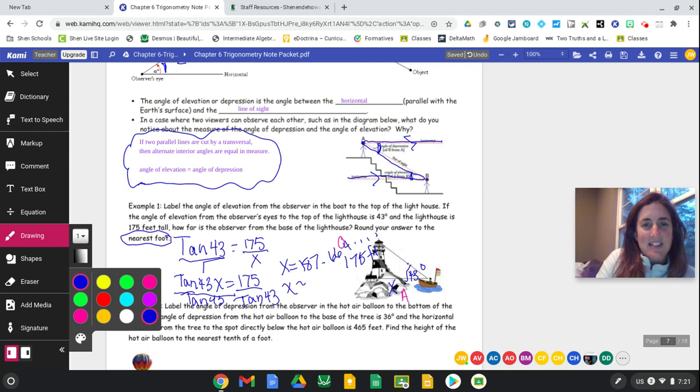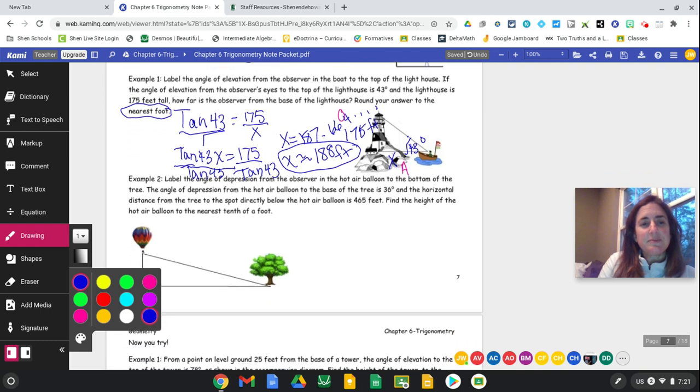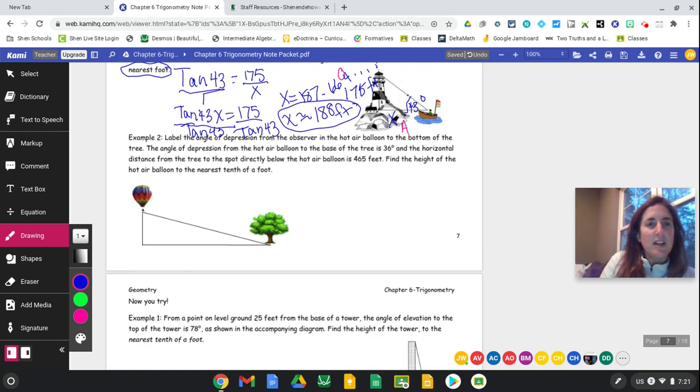And its x is approximately 188 feet because I had to round it to the nearest foot. That was super fun. So angle of elevation, we were looking up to the top of the lighthouse, and we were able to find our distance that the boat was to the base of the lighthouse. Let's look at our next example here.